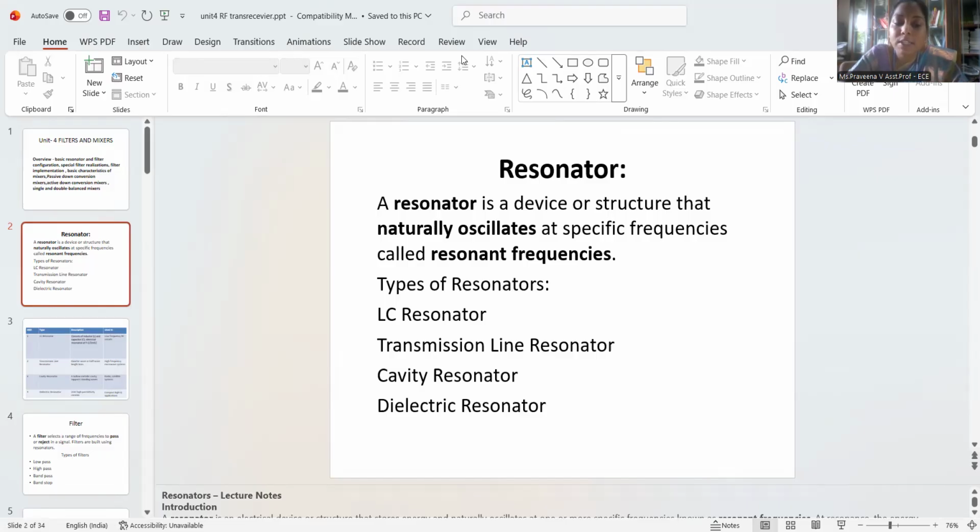And the third one is the cavity resonator. A cavity resonator is a hollow metallic enclosure, that is, a hollow metallic structure that confines the electromagnetic waves and resonates at microwave frequencies. That is the concept behind the cavity resonator. And the fourth one is the dielectric resonator. A dielectric resonator is made from a high permittivity ceramic material that will trap the electromagnetic energy within itself. That is the concept behind the dielectric resonator.